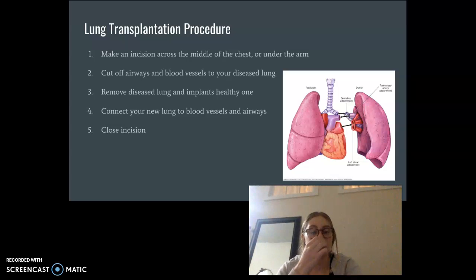So the lung transplant procedure is a lot more in depth than this, but this is just kind of a simple overview of the procedure. It starts off with the surgeon making an incision across the chest or even under the arms, and then they will cut off all the airways and blood vessels to the diseased lung so that they can remove it and then bring in the new healthy one. And then they connect the new lung back to the airways and blood vessels to the rest of the body, and then basically just finish up by closing the incision.